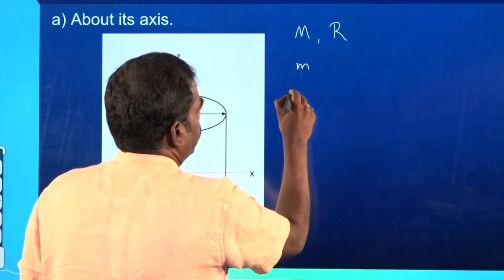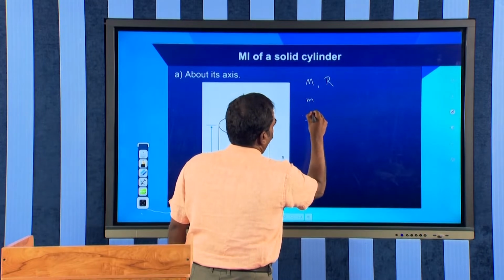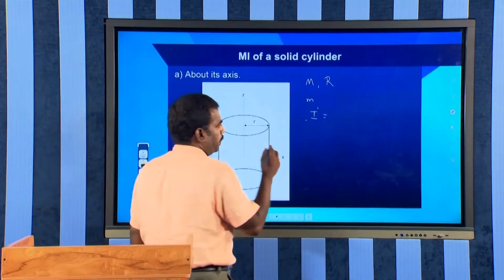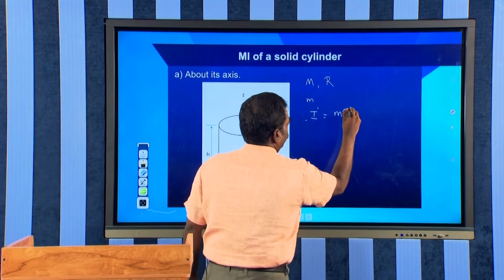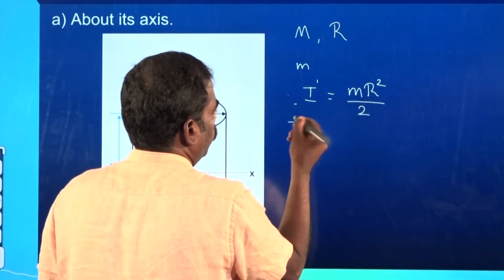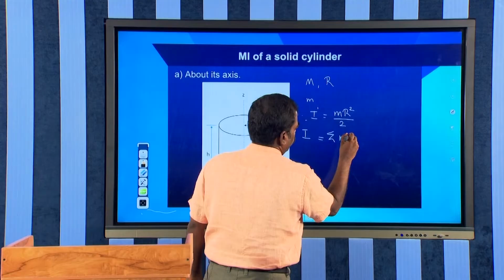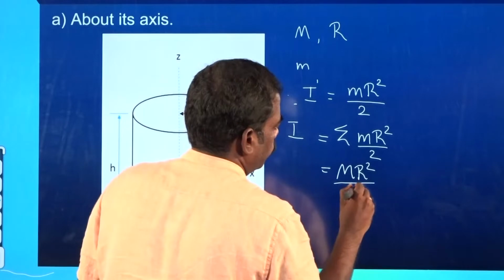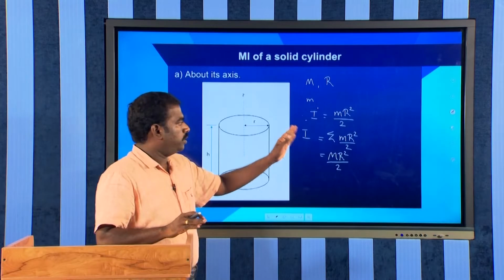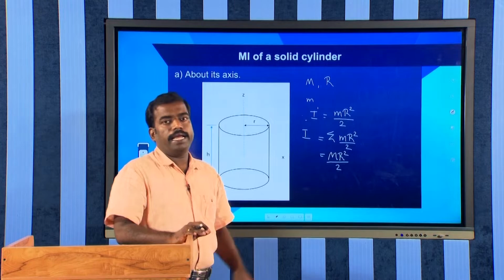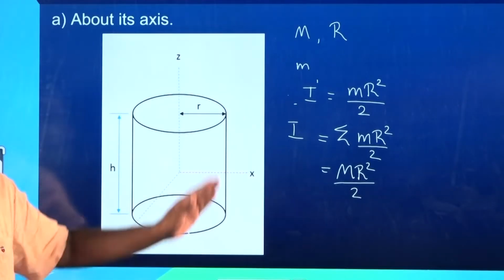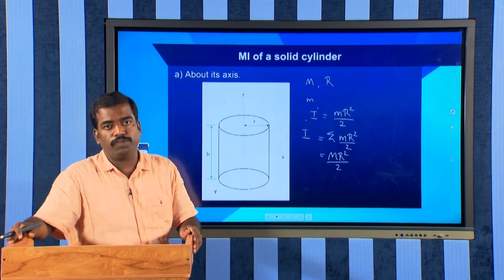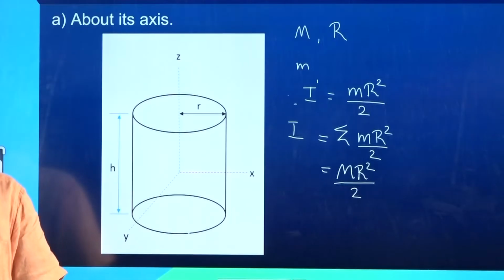So the moment of inertia of a circular disc of mass small m and radius R is small m r square by 2. The moment of inertia of the whole cylinder is sigma m r square by 2, which is nothing but capital M r square by 2. This is the moment of inertia of the cylinder about its own axis. The formula is similar to that of the circular disc: M capital R square by 2.